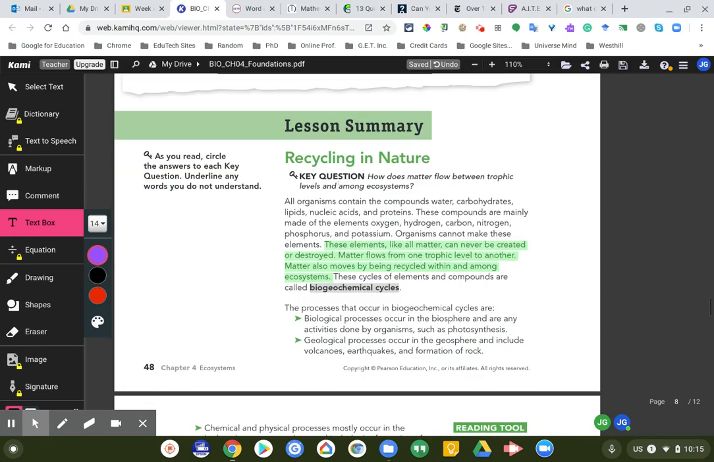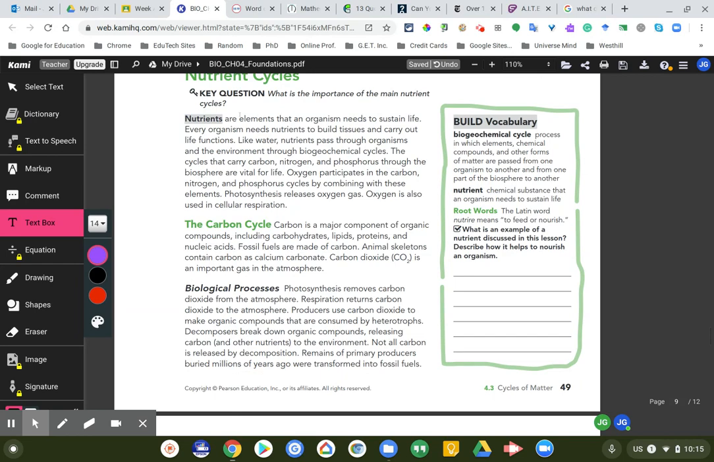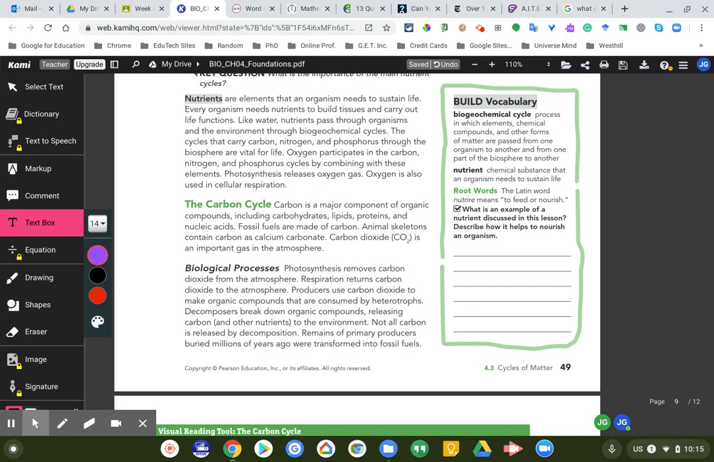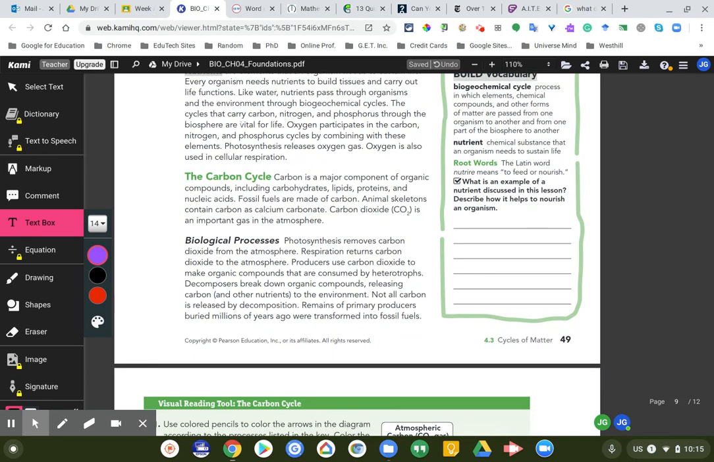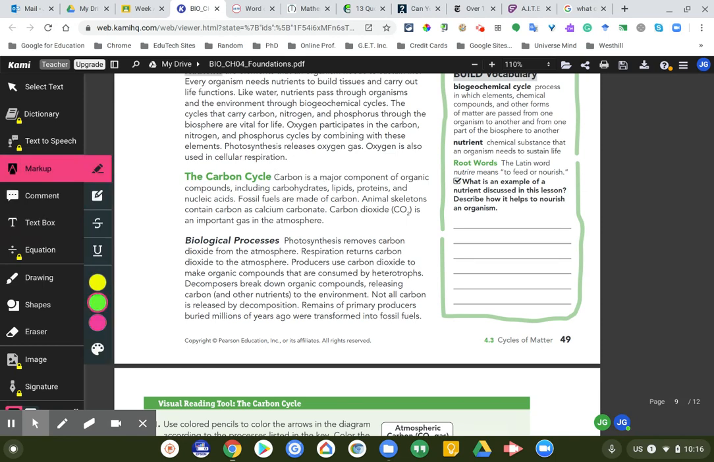Okay, carbon cycle. Nutrients are elements that organisms need to sustain life. Obviously, like water, nutrients pass through organisms in the environment through biogeochemical cycles, like cycles that carry carbon, nitrogen, phosphorus through the biosphere, vital for life. Oxygen participates in the carbon, nitrogen, phosphorus cycles by combining with these elements. Photosynthesis releases oxygen gas. Oxygen is also used in cellular respiration. The carbon cycle. Carbon is a major component of organic compounds, including carbohydrates, lipids. All right, so all this is important. Proteins and nucleic acids, fossil fuels are made of carbon, animal skeletons. I don't know about that. I'm just going to keep that right there.